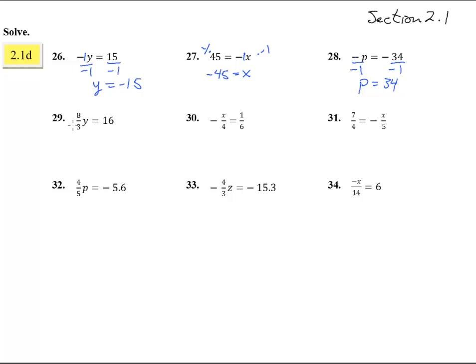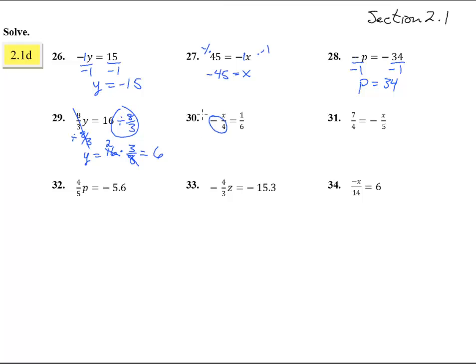Here we've got to get rid of this 8/3, so we're going to divide by 8/3. Now dividing by a fraction is the same as timesing by 3/8. So we really have y equals 16 times 3/8. That's how we divide by a fraction. So we get 16 times 3 over 8 is 48 over 8, which is 6. Or you could see 16 divided by 8 is 2. 2 times 3 is 6. So y equals 6.